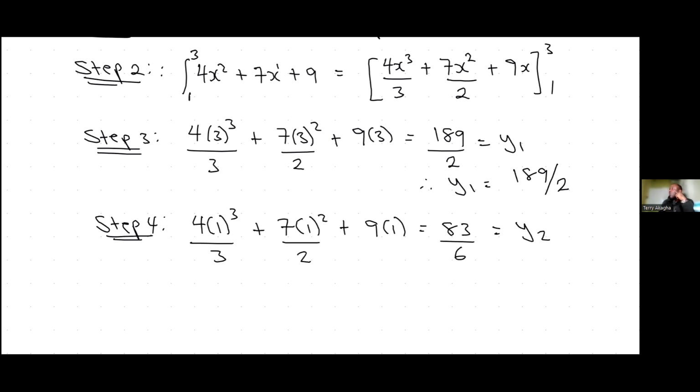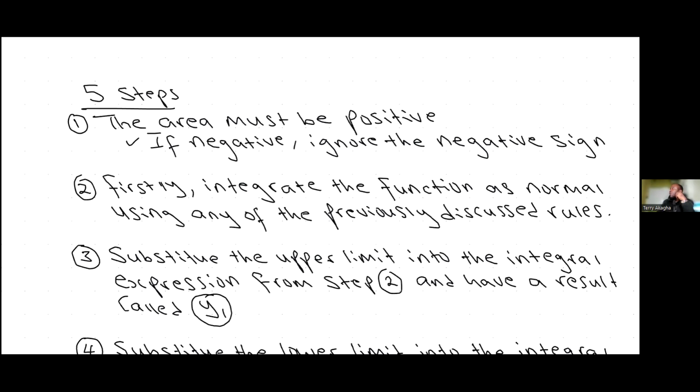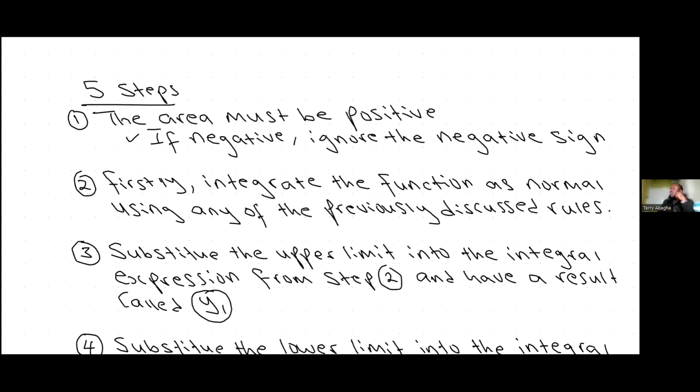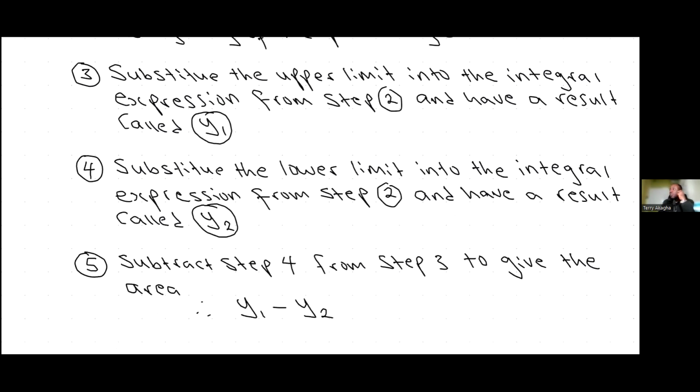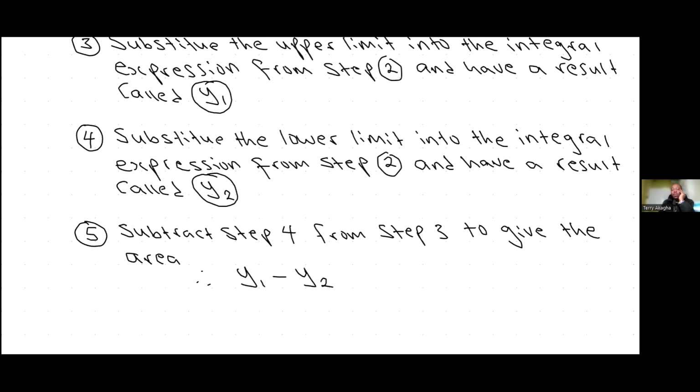So therefore, the y2 is going to be 83 divided by 6. So the y2 is going to become 83 divided by 6. Now, step 5. What does step 5 say? Step 5 said that we need to subtract step 4 from step 3 to give the area. So that means basically we're going to do y1 minus y2, all right? y1 minus y2.